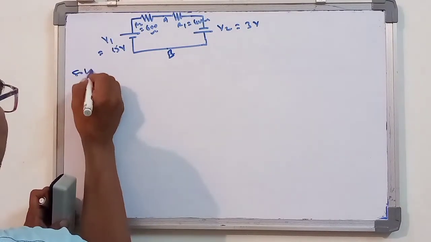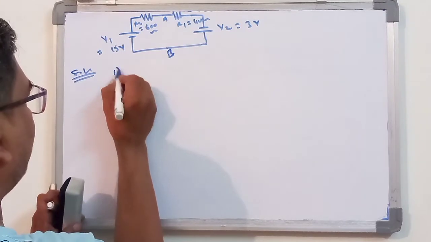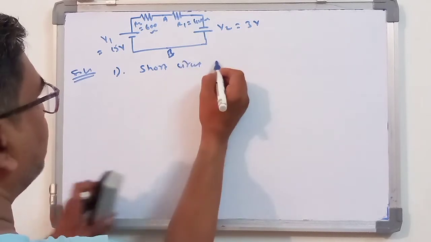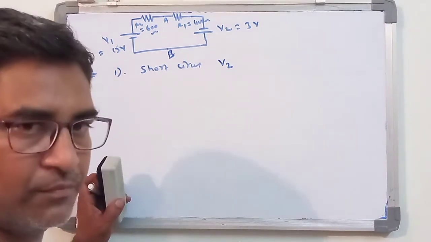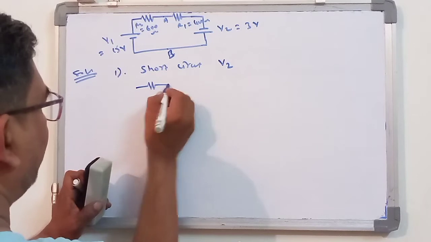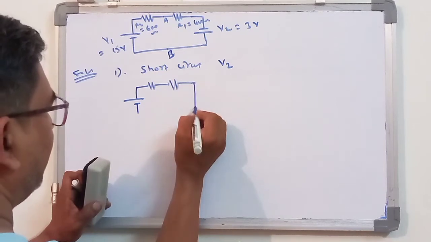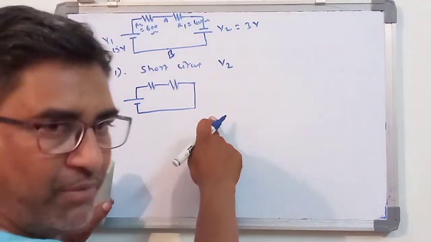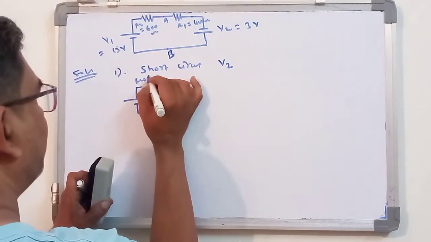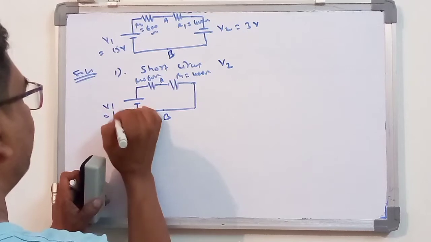For the solution, again you have to redraw it. Listen, after redrawing, the first step is to short circuit the voltage V2 and redraw the circuit. What circuit will you get? One resistor like this, one resistor like this, the voltage source and the short circuited terminal, that is V2. The circuit obtained will be like this. Just mark all the values: R2 is equal to 600 ohms, R1 is equal to 400 ohms, V1 is equal to 15 volts.